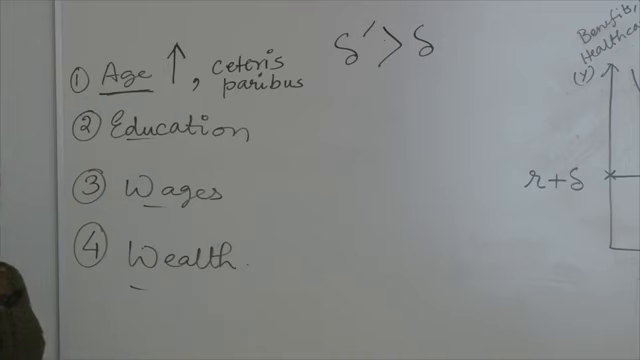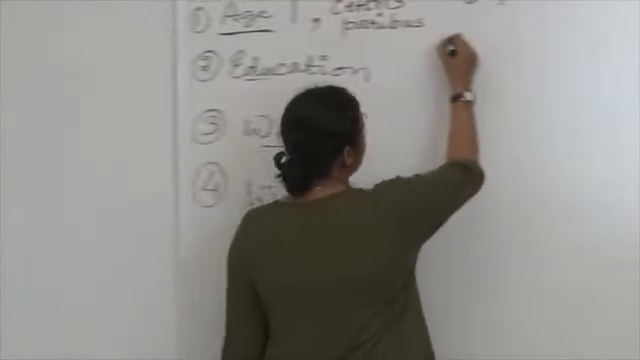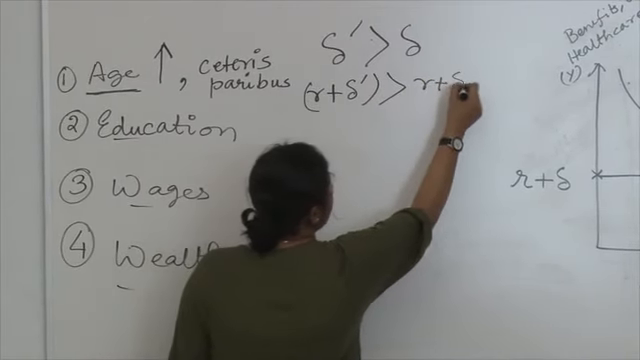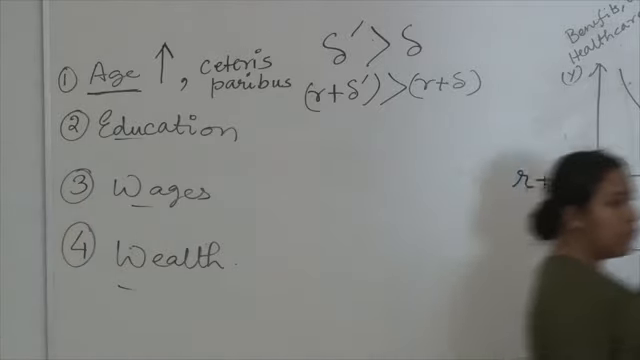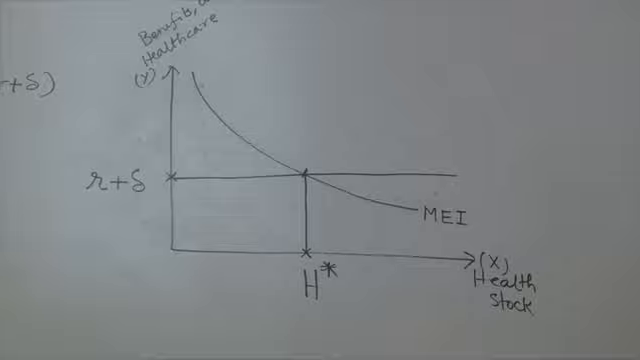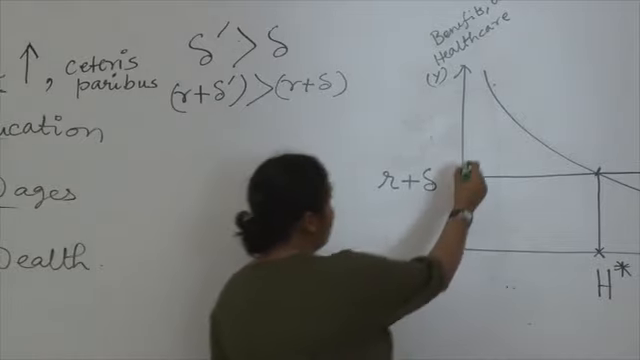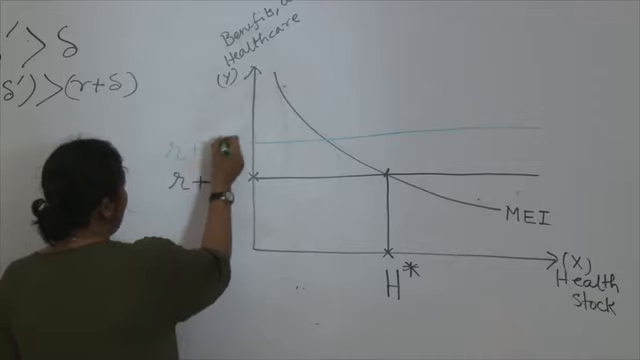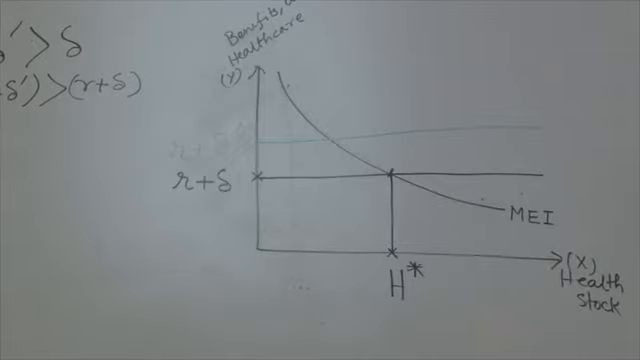If you are just an elderly person, then compared to a younger person, the depreciation aspect of your health has been higher. If the depreciation aspect has been higher, then the R plus delta dash will be higher than R plus delta. Is that correct? So, can I say then for an elderly person, compared to what we have on the board, his cost line would be there, because now it is R plus delta dash, where delta dash is a positive number which is greater, isn't it?